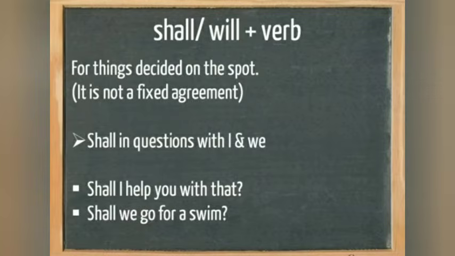If we talk about the formation of questions using shall, then it is used when the subject is in first person, that is I and we. For example, shall I help you with that? Shall we go for a swim? So, in this example, the action seems to be decided on the spot.